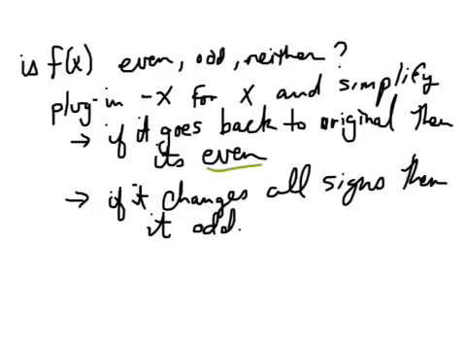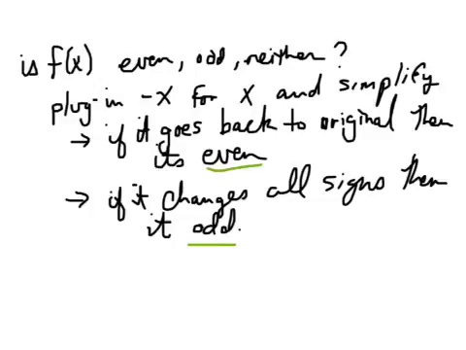You know, underline even and odd so you can see them. But that's what it's asking today. When it says, is it even, odd, or neither, it's going to ask you, plug that number in. If it looks like the original, it's even. If all the signs are changed, it's odd. If it doesn't do one of those two things, then it's got to be neither.